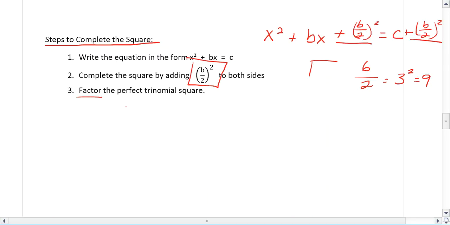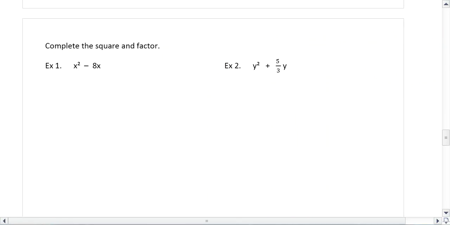So let's look at some examples. All right, we'll start with these two. We are just going to complete the square and factor them. In the next examples, we'll actually finish this and solve it. But let's just learn this one step at a time.